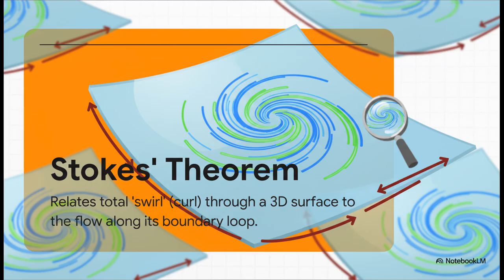You can really think of it as Green's theorem in 3D. It says basically the same thing, but for a curved surface. The total amount of swirl or curl that passes through the surface, kind of like the total rotation flowing through a net, is equal to the circulation along its boundary loop.